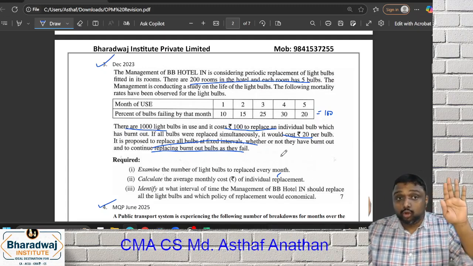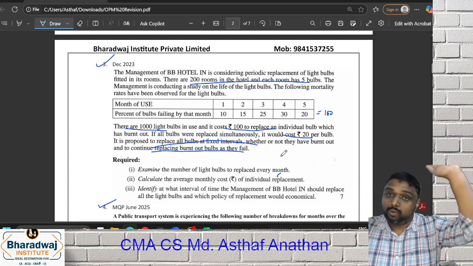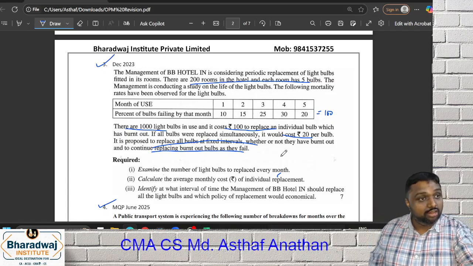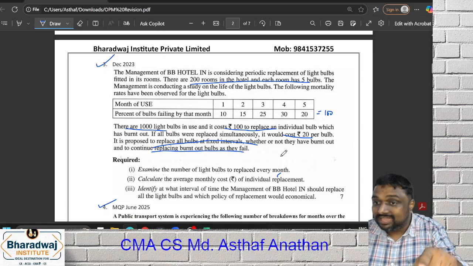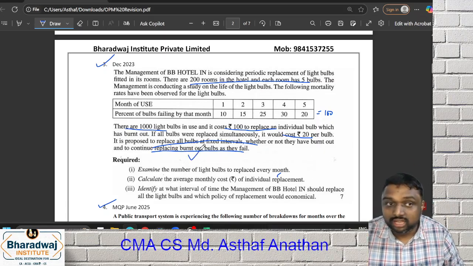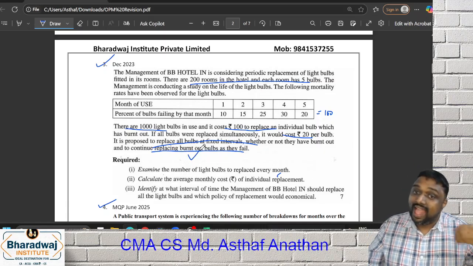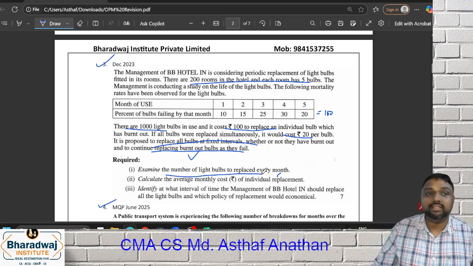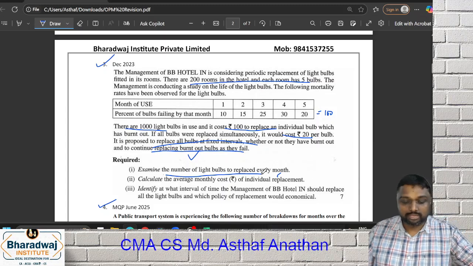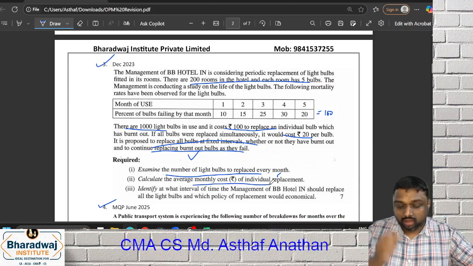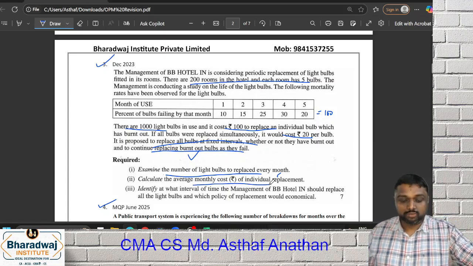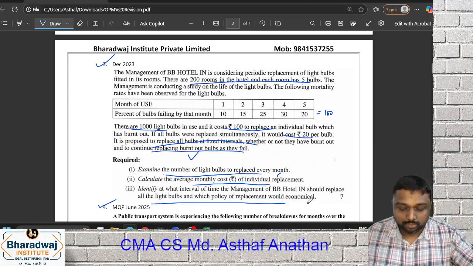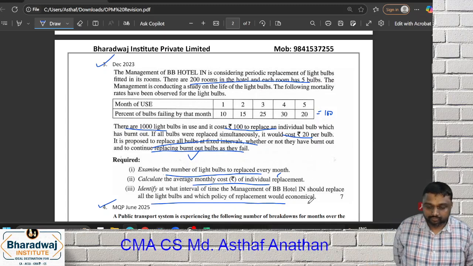That is what they are telling. You will do group replacement at a particular period. That may be 1 month later, or 2 months later, or 3 months later. But if any individual failure happens, you replace it as and when it fails. Understand the logic. This is the point. First they are asking to examine the number of bulbs replaced every month. How many bulbs do you have to replace every month? Then the average monthly cost of individual replacement, identify the interval at which the bulbs should be replaced, and which policy of replacement is economical.